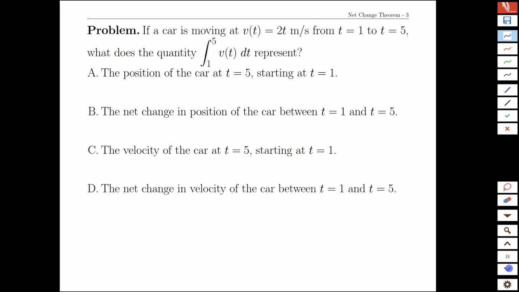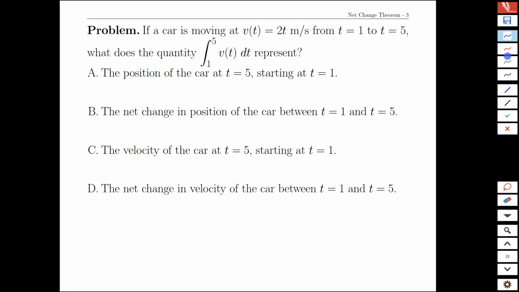For some practice with that, take the scenario where a car is moving at a certain velocity and we integrate that velocity. We're going to get some kind of value back. The question is, what does that represent in terms of the problem environment that we were looking at? Take a moment to think about those four options and then we'll check in.